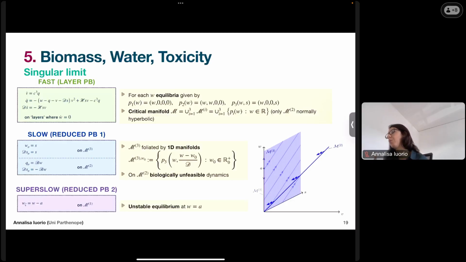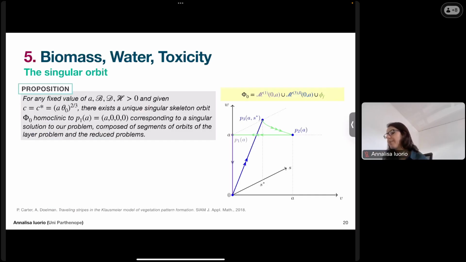To see the dynamics on M1, you need to go to the super slow scale. So you have the reduced problem on the super slow scale. That is extremely simple. You simply have this unstable equilibrium at W equal A that brings you away from it. And this is what starts the homoclinic connection. Okay, so basically the first result that we have at the singular level is that your homoclinic connection, your traveling pulse, is given by the union of these 3 pieces.